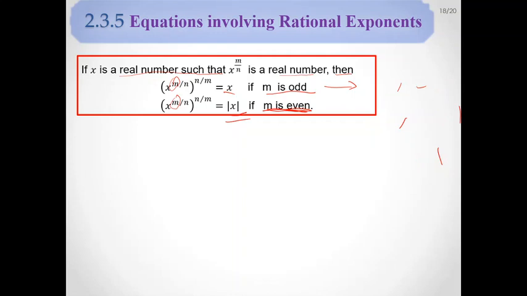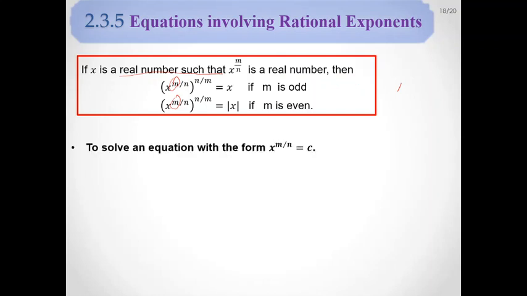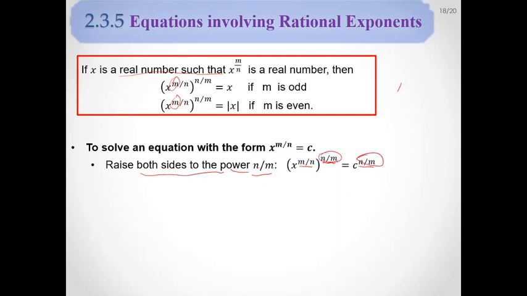The key idea here is this: to solve such an equation, we will raise both sides to the power n over m. Here this is m over n, so you take the n over m power, and this part also, raise both sides to the power n over m. Then depending on m, you will change this to x or the absolute value of x.